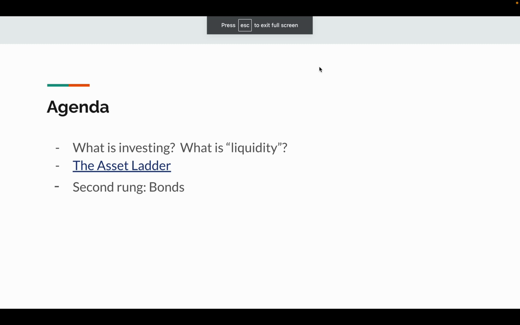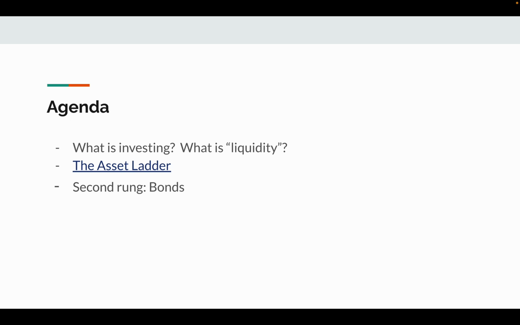Okay, in this video, we're going to introduce investing. So we're having a larger unit. Really the majority of the rest of the class is going to be talking about different kinds of investments. So we're going to give a high level of what is investing, introduce this idea of liquidity. It's a term that you're going to hear a lot over the next couple of weeks. We'll introduce investing in regards to the asset ladder. So, how can we view different kinds of investments in terms of risk?